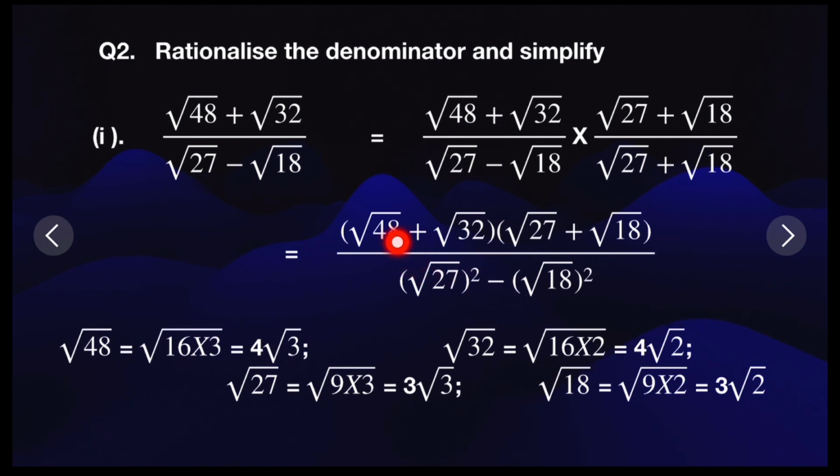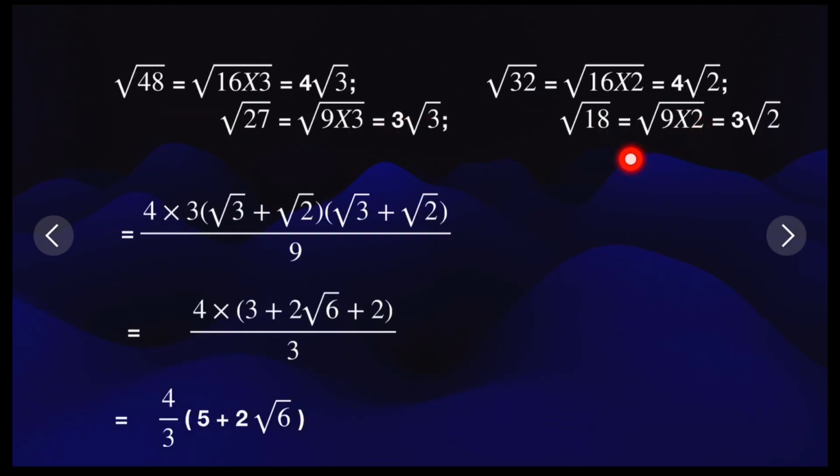Okay. So that is easy. Now you have to simplify the numerator. First simplify it, bring it to the simpler form. Root 48 is 4 root 3, root 32 is 4 root 2, root 27 is 3 root 3, root 18 is 3 root 2. So put all these values here, and see here I have again written it down, and you put it in the numerator and simplify it, you will get this answer.